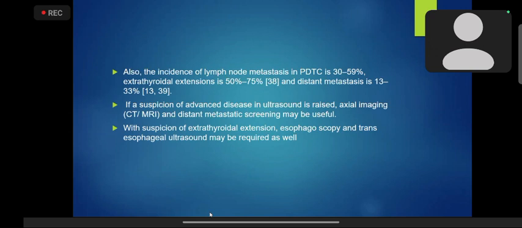If suspicion of advanced disease is raised on USG, then axial imaging like CT and MRI can help, and can also be useful for distant metastatic screening in such patients. With suspicion of ETE, extrathyroidal extension, esophagoscopy and transesophageal ultrasound may also be required.